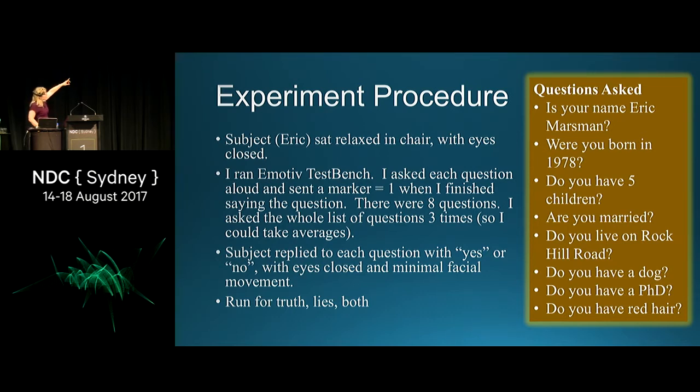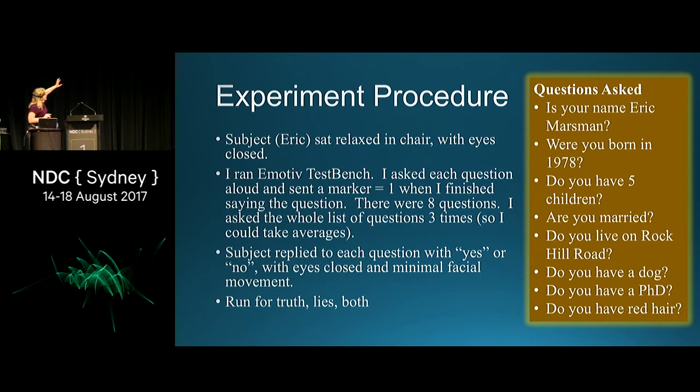We don't have a dog? Then no, we don't have a dog. Yes, he does have a PhD. No, he doesn't have red hair. Yes, he's married. No, he does not have 5 children. Well, at least he does not have 5 children with me. He may have 5 children, but if so, then we have another problem.